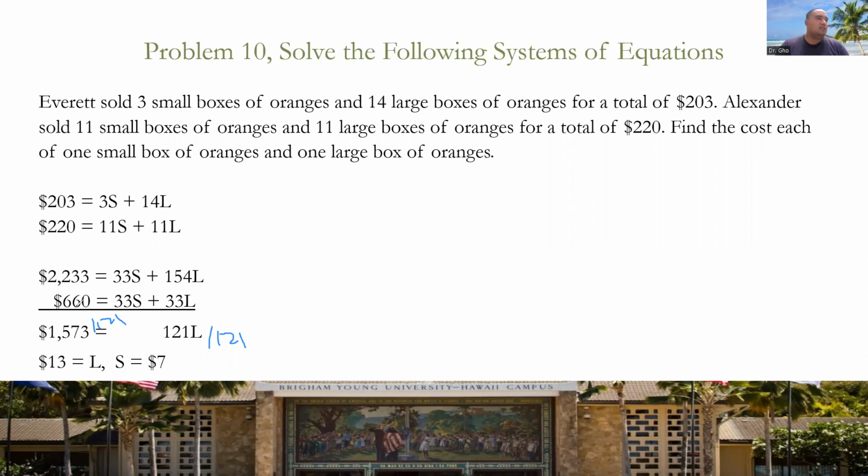And we can take that 13L and plug it into either one of these. And then we'll solve for the small. And we end up with $7 for the small box.